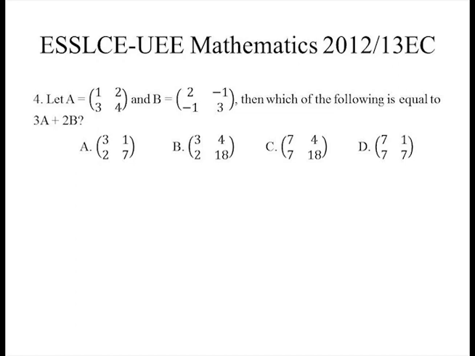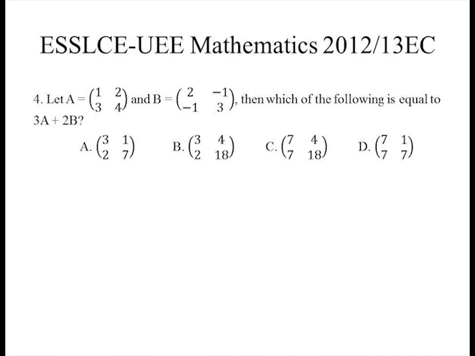Question number 4. Let A be a 2 by 2 matrix having first row elements 1, 2 and second row elements 3, 4, and B be a 2 by 2 matrix, first row elements 2, negative 1 and second row elements negative 1, 3. Then which of the following is equal to 3A plus 2B?